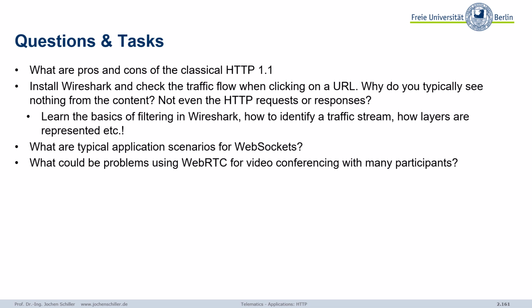If you do this, and even if you know how to filter and how to identify a traffic stream, why are you quite often frustrated? Why do you typically see nothing of the content? You don't even see the requests and responses. You have Wireshark, you want to look into something, but you don't see anything. You only see something like TLS here, TLS there. Why is this the case? We'll come back to this.